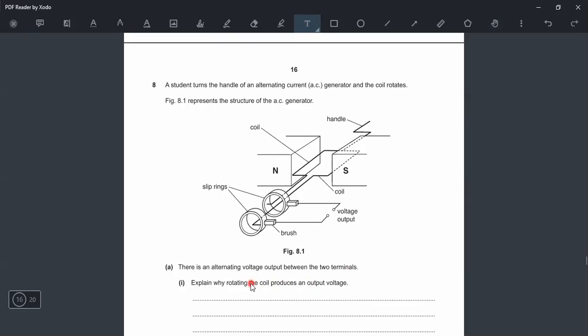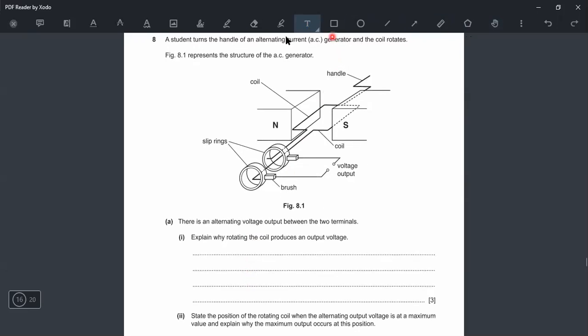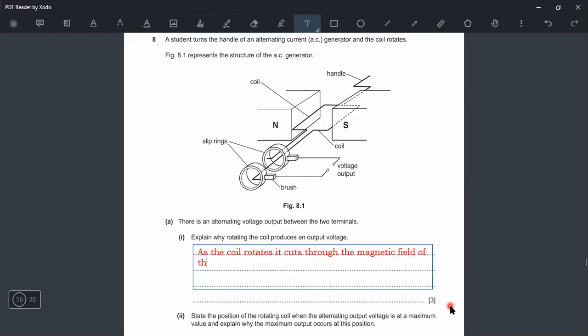Explain why rotating the coil produces an output voltage. So as we just mentioned, when you rotate this coil, what does it do? It cuts through the magnetic field. And as it cuts through the magnetic field, you induce a voltage or a current. So as the coil rotates, it cuts through the magnetic field of the magnet, inducing a voltage in the coil or across the output, so that's fine.